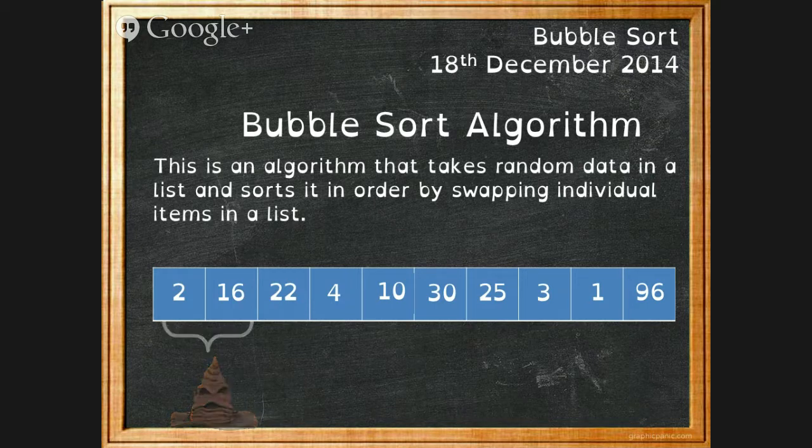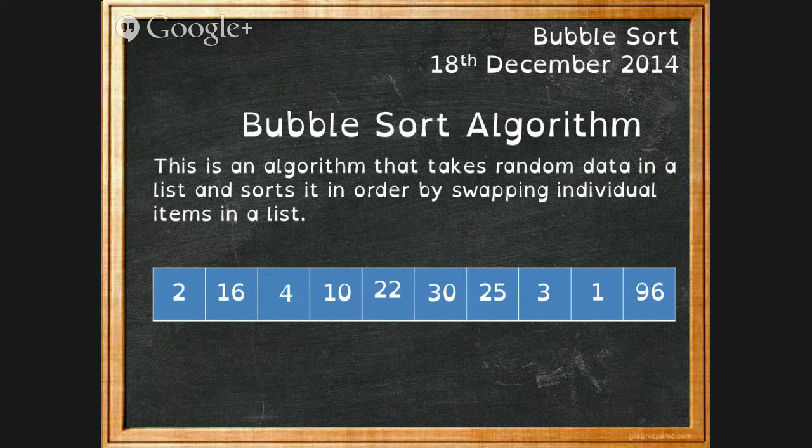So I'm going to get rid of our sorting hat, because that animation is going to have us here for an hour just moving through them. So I'm just going to quickly go through it. 2 and 6, that's already sorted. 16 and 22, already there. 22 and 4, that's where we need to move it. 22 and 10, again, we need to move those over. 22 and 30, they're in the right order.